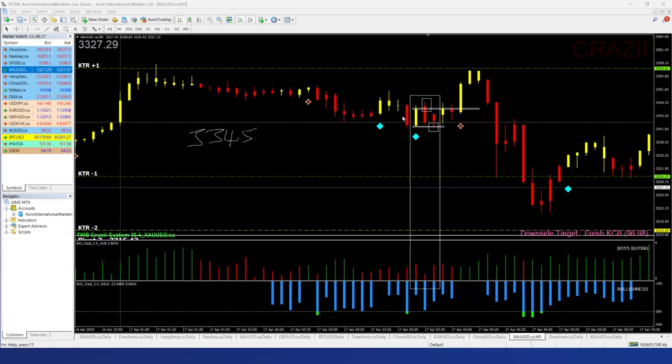Okay, my stop loss is about 3342. So you'll notice that your entry price, wait, let's double confirm, 3346, sorry. 3346. My stop loss is 3342. So the range is only $4.